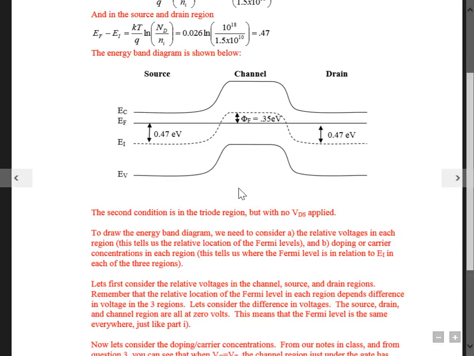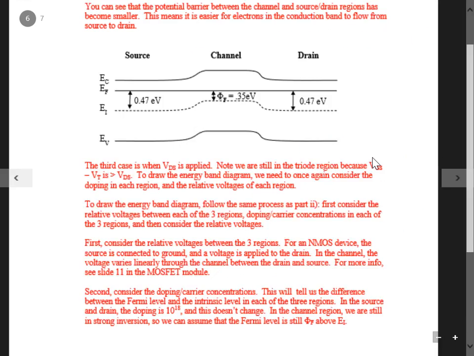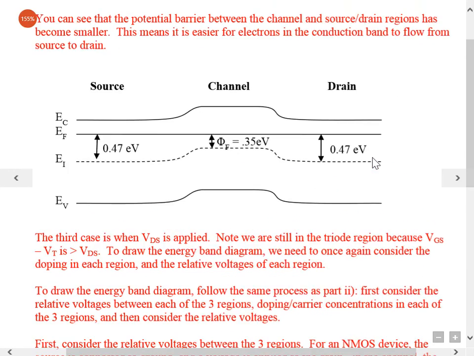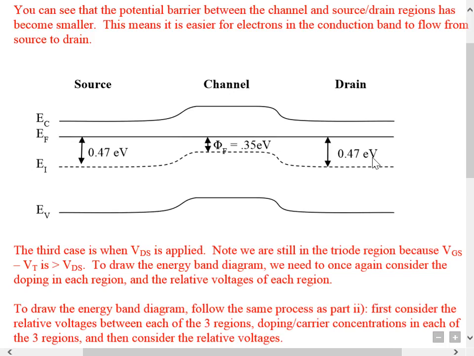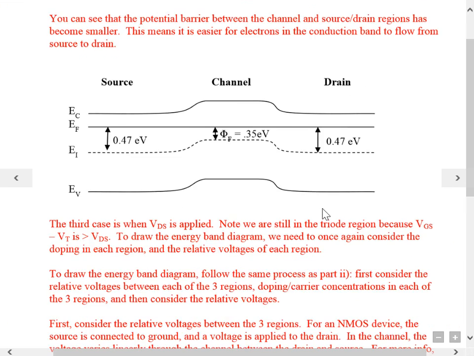This is N-type, P-type, and N-type. So the intrinsic level is above the Fermi level here for the P-type channel region. Now when we turn the device on, so now we're in the triode region, this is also N-type, right? Because you can see the intrinsic level is below the Fermi level. So you have N-type, N-type, N-type. There's a small potential barrier here, but that potential barrier can be easily overcome.